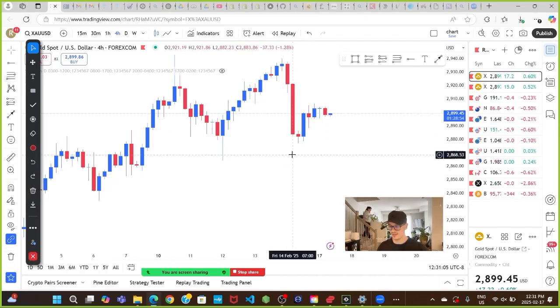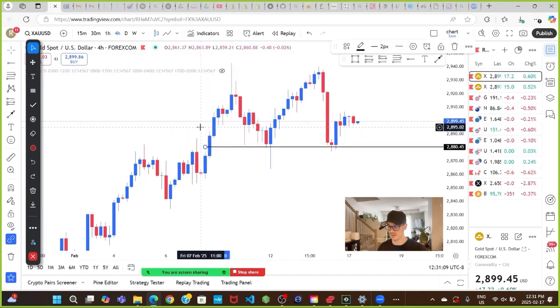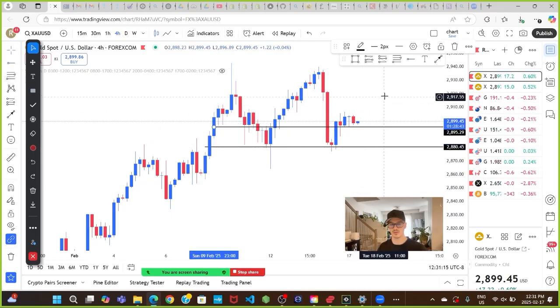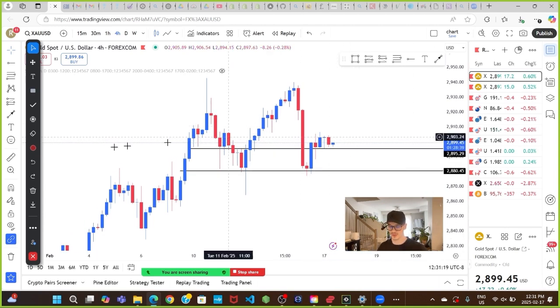Let's get rid of that. In order to see a little bit more bulls, I'm going to need this structure to be tested at least again, if not even this 2880, and look for that continuation on the weekly candle. So waiting for a little bit more structure to be formed.